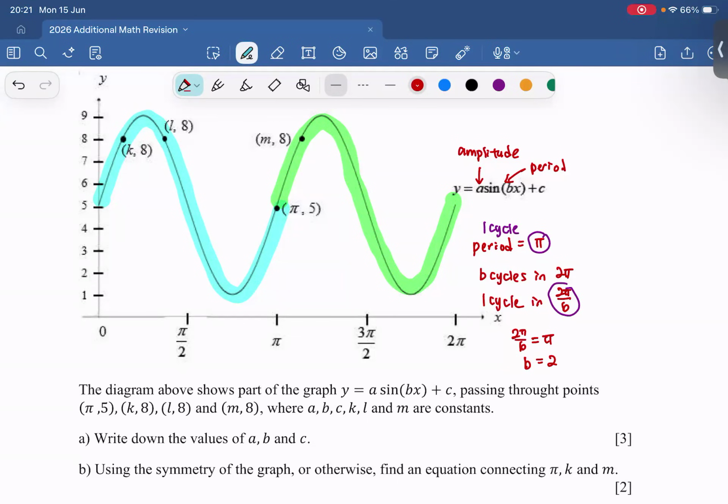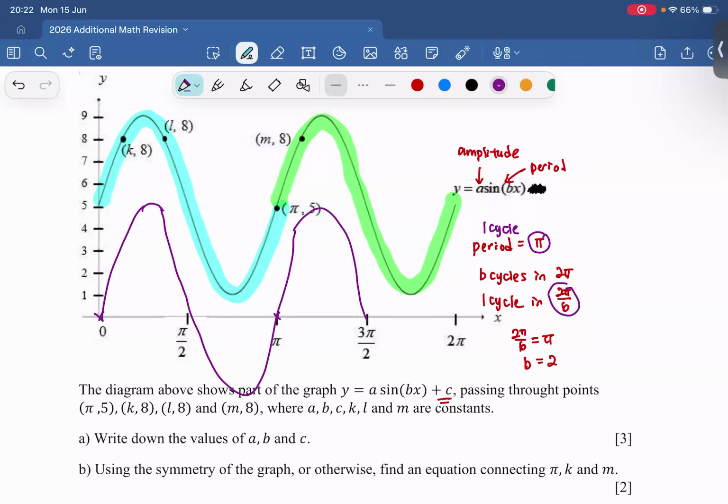Okay, next, which is the next easiest one to find? The next easiest one to find is the plus C. The C tells us that the graph was shifted up or shifted down by how much. So how do we see this? You must imagine that if I don't have B, then my graph will look like what? I will always start from 0. My graph will start from 0 and it will end like so, something like that.